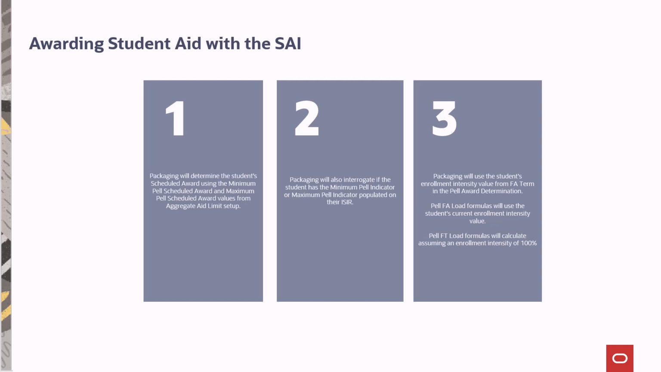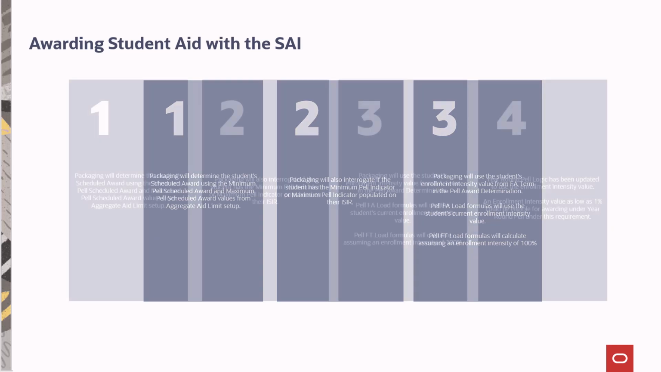Use of this value will replace the usage of FA load starting aid year 2024-2025. You do not need to change the Pell calculation setup you have in place. If you are using an FA load calculation for aid year 2025 onward, that option will use the enrollment intensity value. If you are using a full-time setup, that option will calculate assuming an enrollment intensity of 100%.